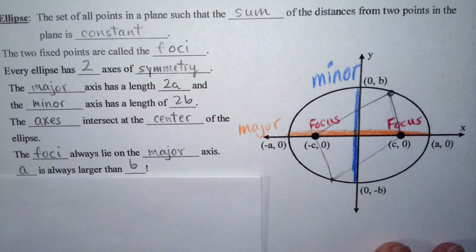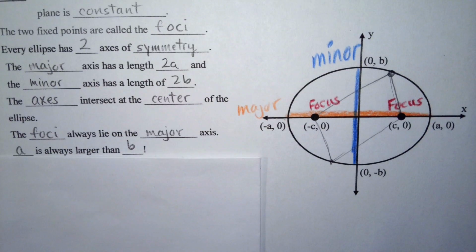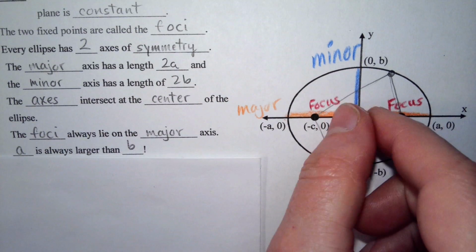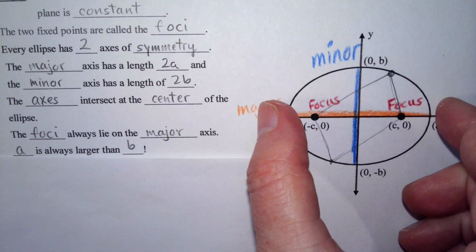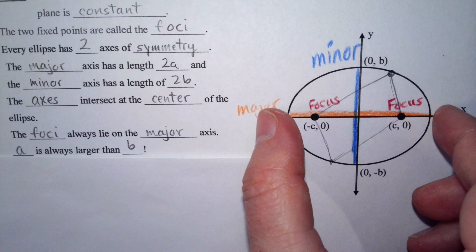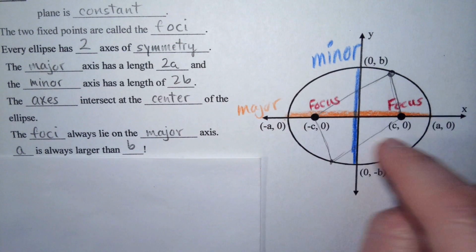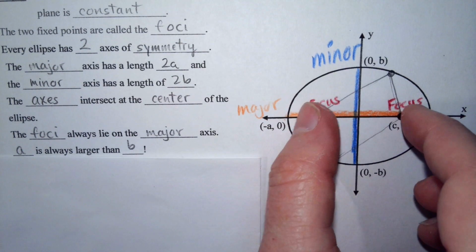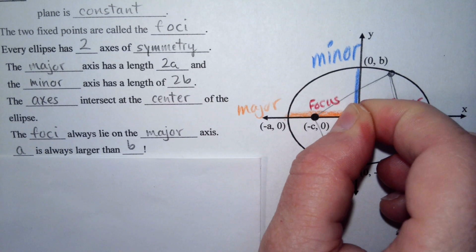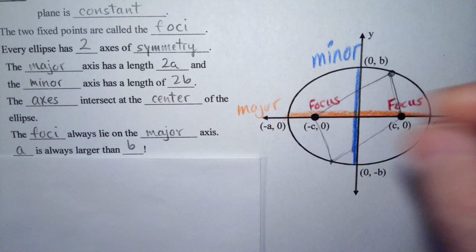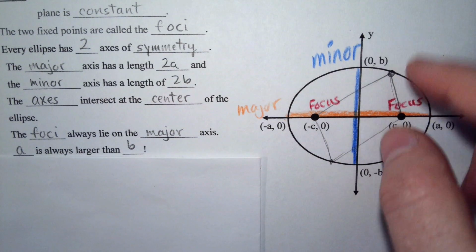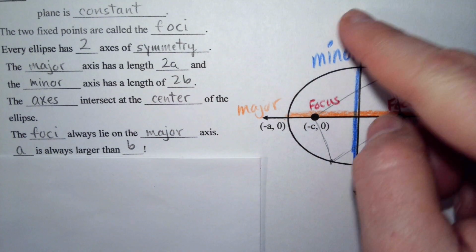Okay, now the foci always lie on the major axis. Since the foci are going left and right, as I move them further away, it makes the major axis longer, makes it more oblong. If the foci were closer, and on top of each other, you would actually have a circle. If the foci go up and down, that's going to make the ellipse elongated vertically.